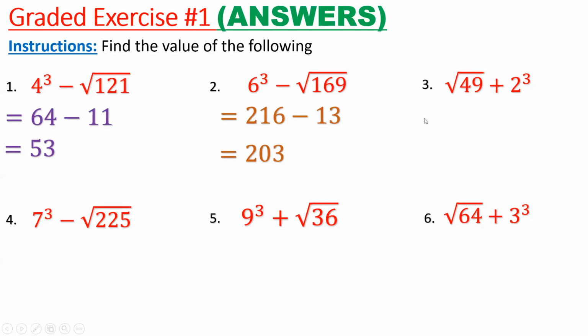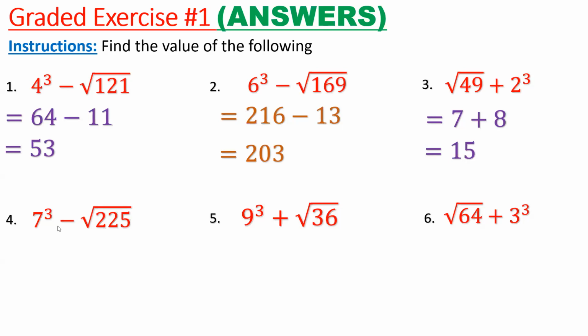Anyone got number 2 right? Let me know. Yes, sir. Very good. Only 2 persons. Anyone else? I did. Very good. And then we have number 3. The square root of 49 plus 2 cubed. What's the square root of 49? 7. What is 2 cubed? 8. So 7 plus 8 is going to be what? 15. Very good.